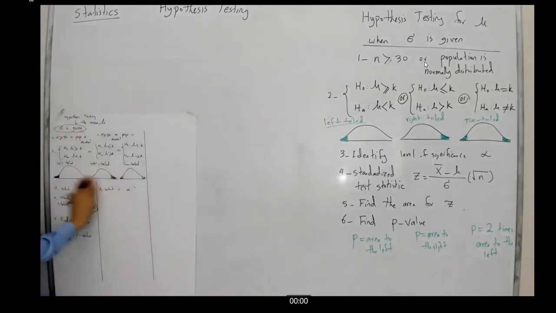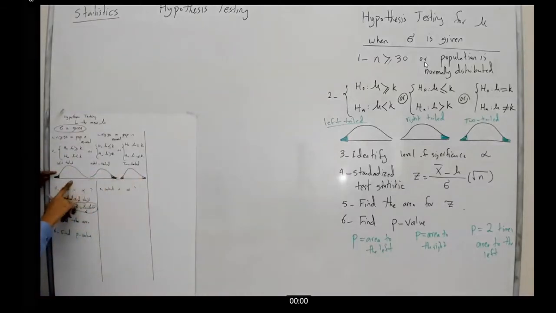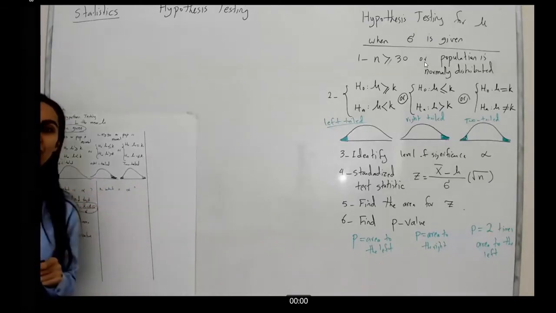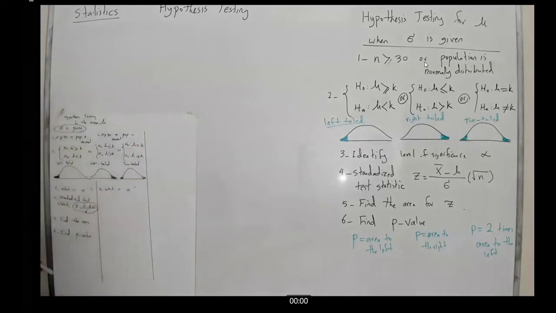Again, guys, this is very important. If you have a left-tailed graph, area to the left. If you have a right-tailed graph, area to the right. If you have a two-tailed graph, 2 times the area to the left.